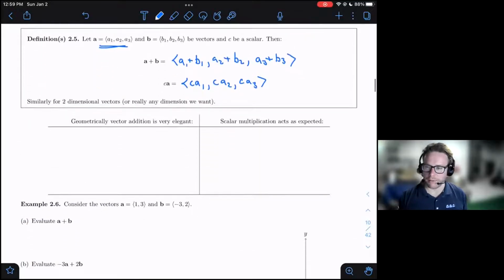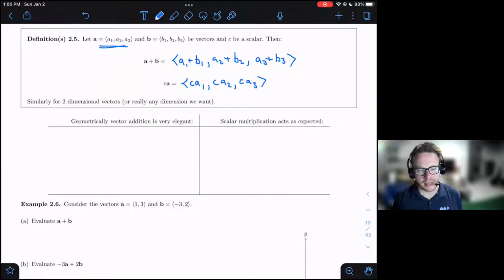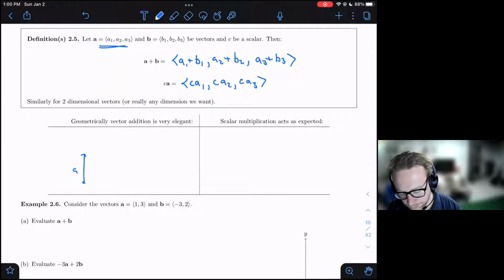Now, geometrically, I've given you the algebra behind what the equations are, what you actually do when you add these things together or when you do a scalar multiplication. But we'll see that geometrically, if you think about what's going on, it's very nice. So let me show you a picture of what's going on when we have vector addition between 2 vectors. Let's say this is vector A, and maybe over here will be vector B.